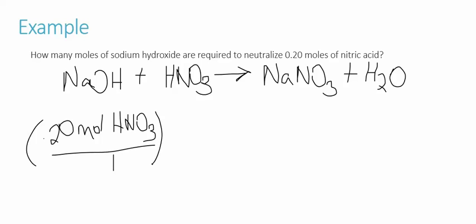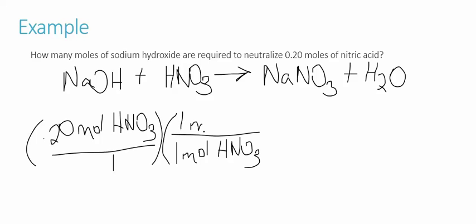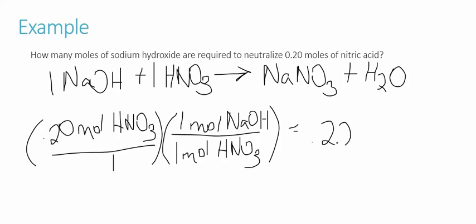0.2 moles of HNO3. I want to find the moles of sodium hydroxide. Mole-to-mole ratio is 1 mole of HNO3 for every 1 mole of sodium hydroxide from the balanced equation. And so this would require, obviously, 0.2 moles of the base to neutralize.